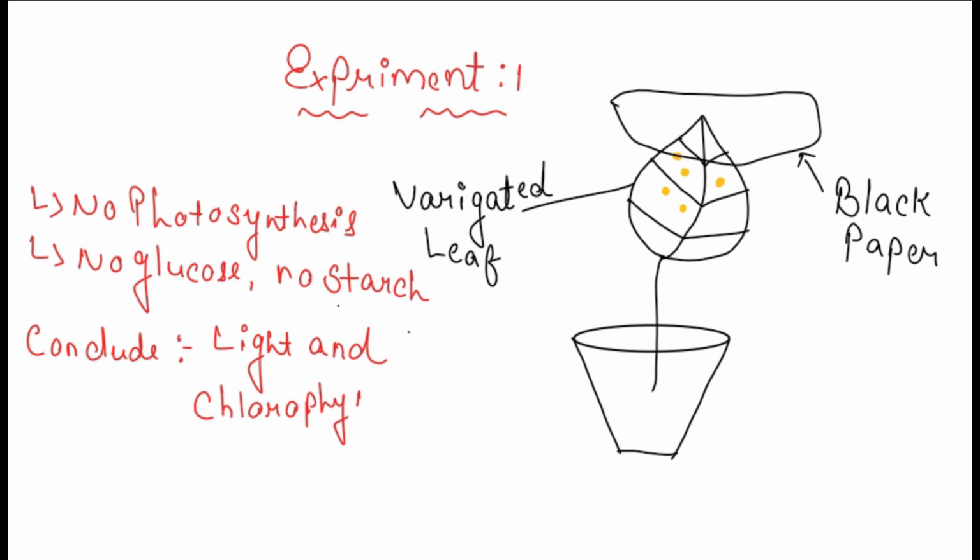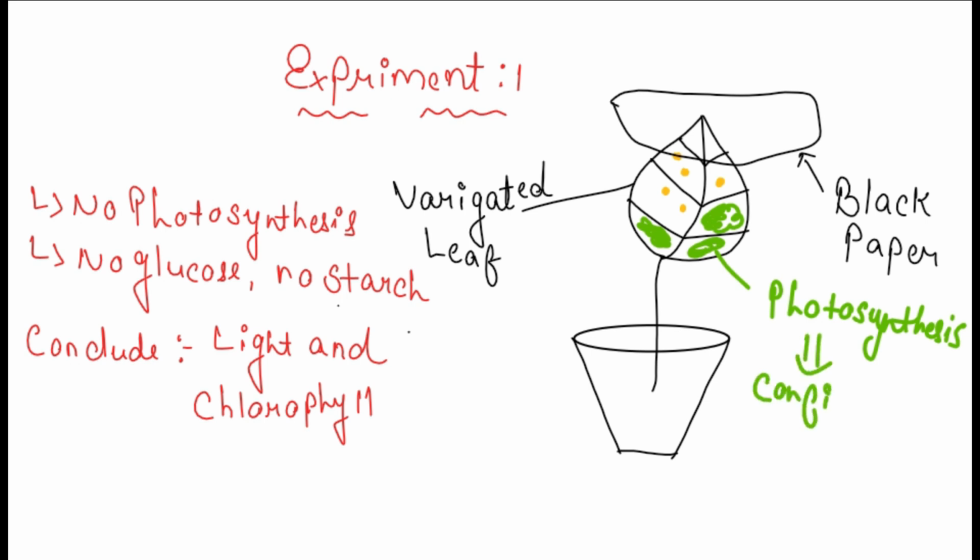But the remaining portion of the leaf remains green in color due to the chlorophyll pigment, as I have previously mentioned about chlorophyll. So the remaining portion of the leaf will perform the process of photosynthesis, and the product, that is glucose and starch, will be formed.